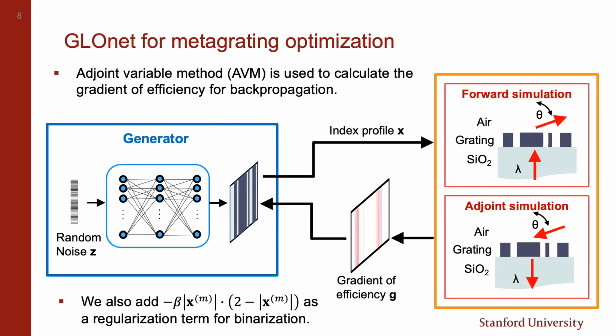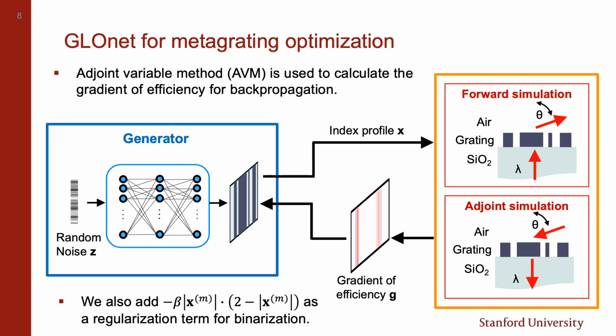With the GloNet algorithm, a generator is used to produce the refractive index profile of metagratings. The physical response of the metagrating can be simulated by an RCWA simulator, and the adjoint variable method shows that the gradient of deflection efficiency with respect to refractive index can be calculated using two simulations: the forward simulation that propagates the normally incident light from the substrate to the grating, and the adjoint simulation that propagates the light in the desired outgoing direction from air to the grating.